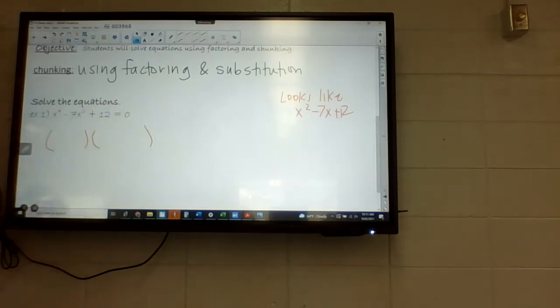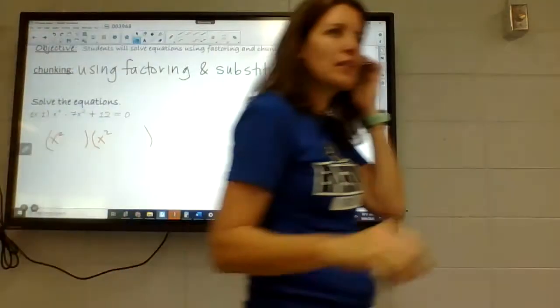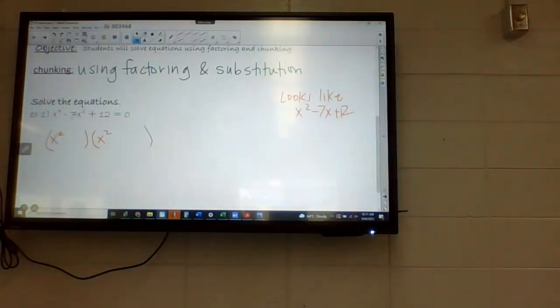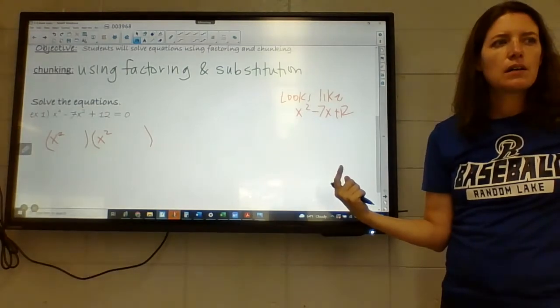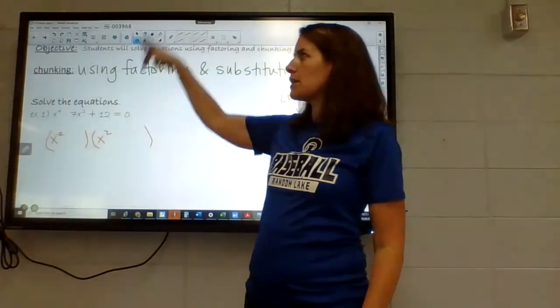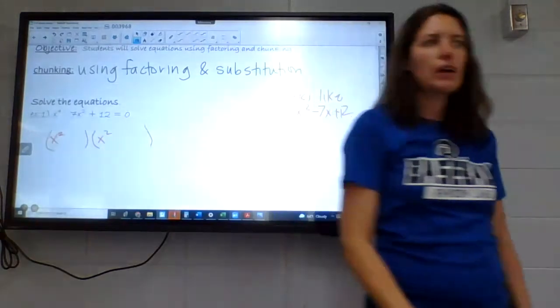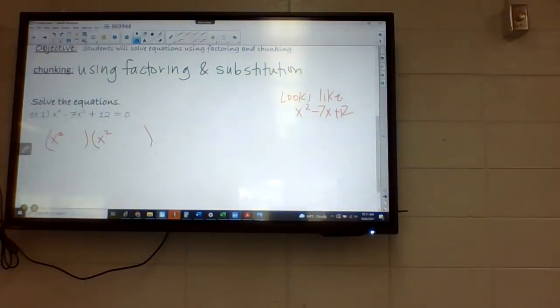So rather than starting with x and x, what do you think we're going to start with? X squared, because there's an x squared in this problem, and it's x to the fourth. That makes sense? Because x squared times x squared would give me x to the fourth, and then that middle term is where the x squared comes from. What's the other half of this? What's the other rule that we did up here? How do we figure this out? Yeah, multiply to get 12, add to get negative 7.